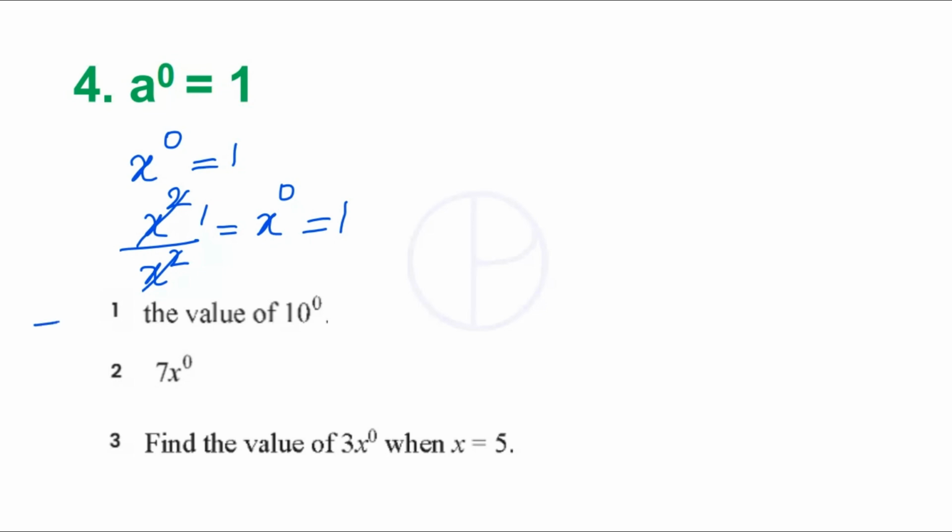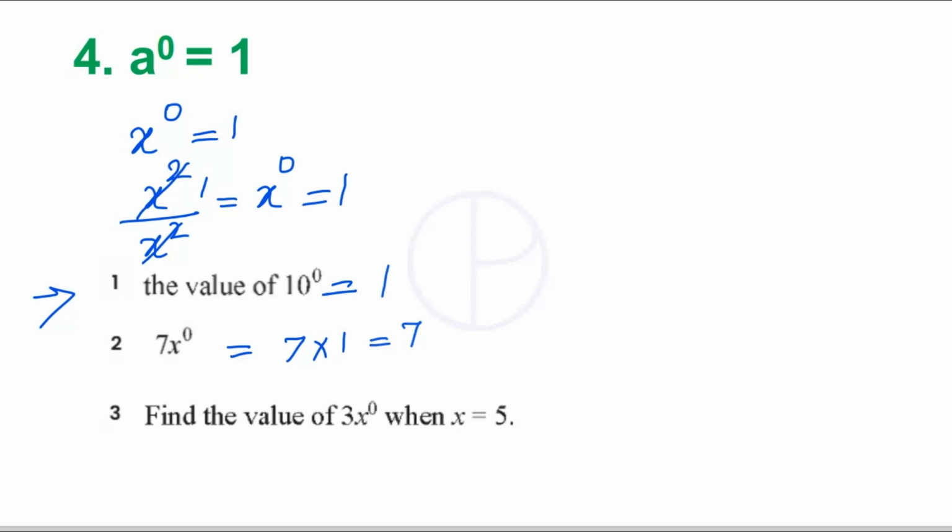So the first question here is the value of 10 power 0 is what? 1. 7x power 0 is nothing but 7 multiplied by x power 0 is 1, which is 7. Then the third question is find the value of 3x power 0 when x is 5. So for whatever may be the value of x, the number power 0 gives always 1. So 3 multiplied by 5 power 0 equal to 3 multiplied by 1, which is 3.